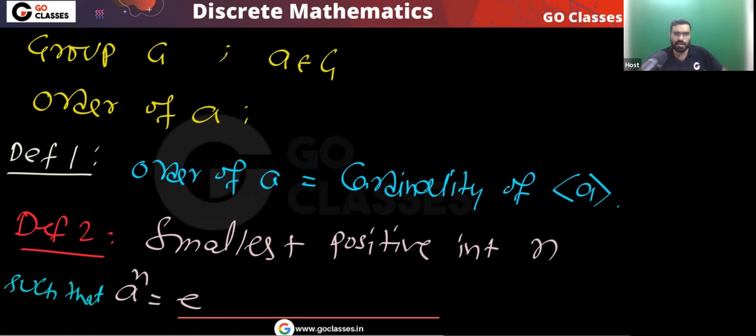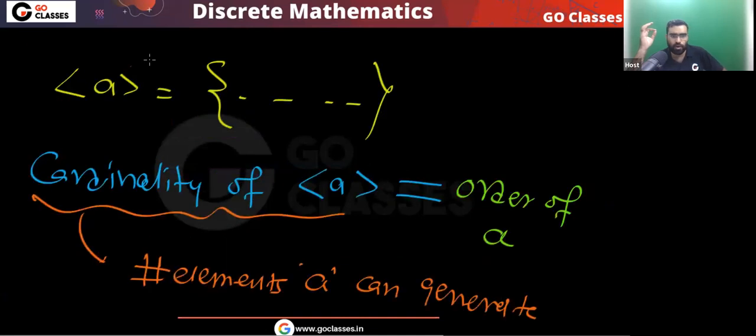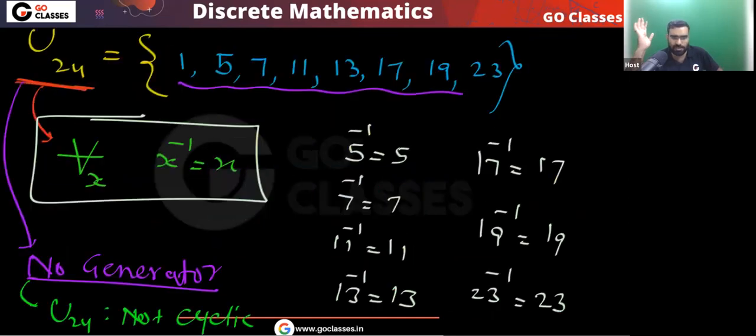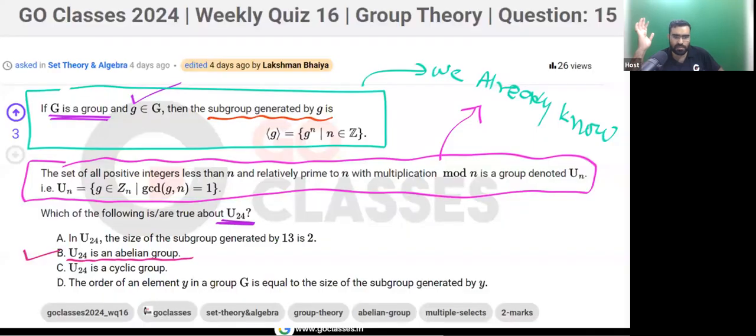Is this point clear? All these concepts we have already seen in our lectures. What is the order of an element? This is just a revision of all those concepts. Very simple. Now let's come to this question. What is the answer for this question?